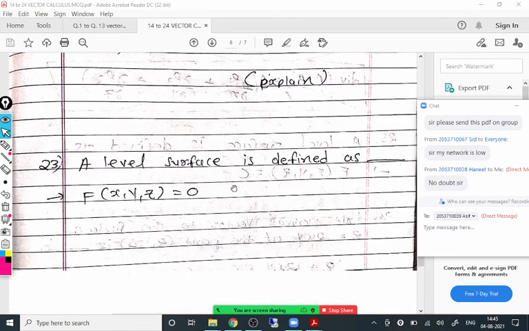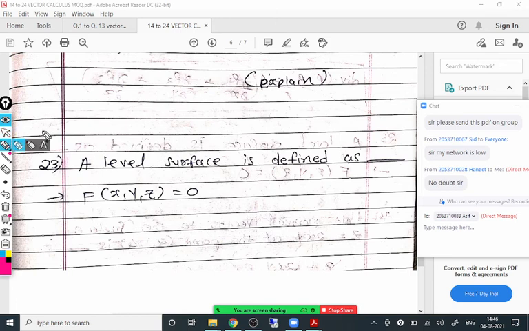Okay, the level surface is f of xyz equal to 0 or f of xyz equal to constant, I think. Does anyone have an idea about this level surface? f of xyz equal to not only 0, f of xyz equal to constant, that can be the level surface. Because what is a level surface? It is a little bit out of the box, but you can Google this and find it. If we change the value of the constant, we get a different level surface.